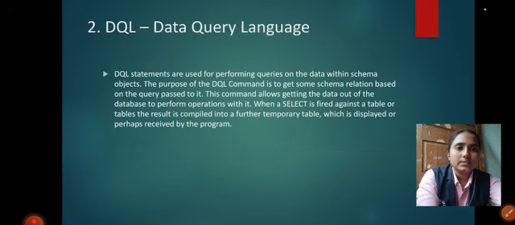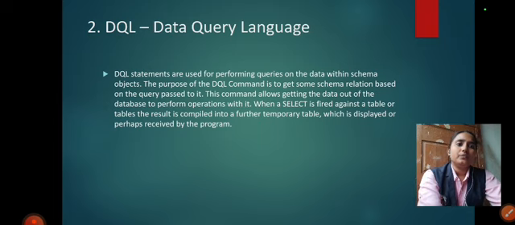So the next command we will see is the DQL command. DQL statements are used to perform queries on the data within schema objects. The purpose of the DQL command is to get some schema relation based on the query passed to it. This command allows getting the data out of the database to perform operations with. When a select is fired against the table or tables, the result is compiled into a temporary table, which is displayed or received by the program. In DQL there is only one command, the select command. Using the select command we are selecting some information from the table.